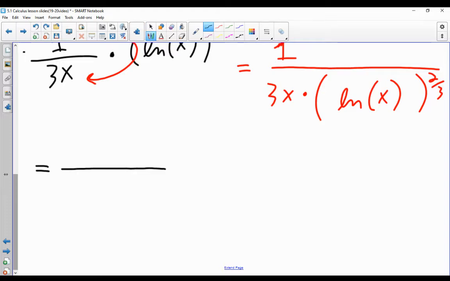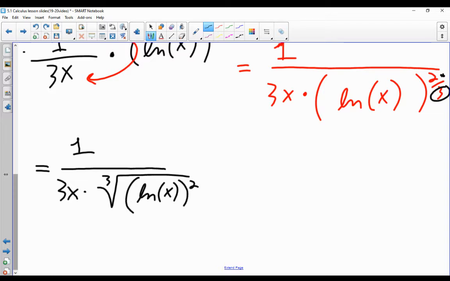Now we can rewrite our root. So 1 over 3x, that's still a thing. But now the 3x is going to be multiplied by the cube root of natural log of x. The natural log of x is going to have a power of 2. So raise that to the power of 2. So there you go. That's basically your answer.